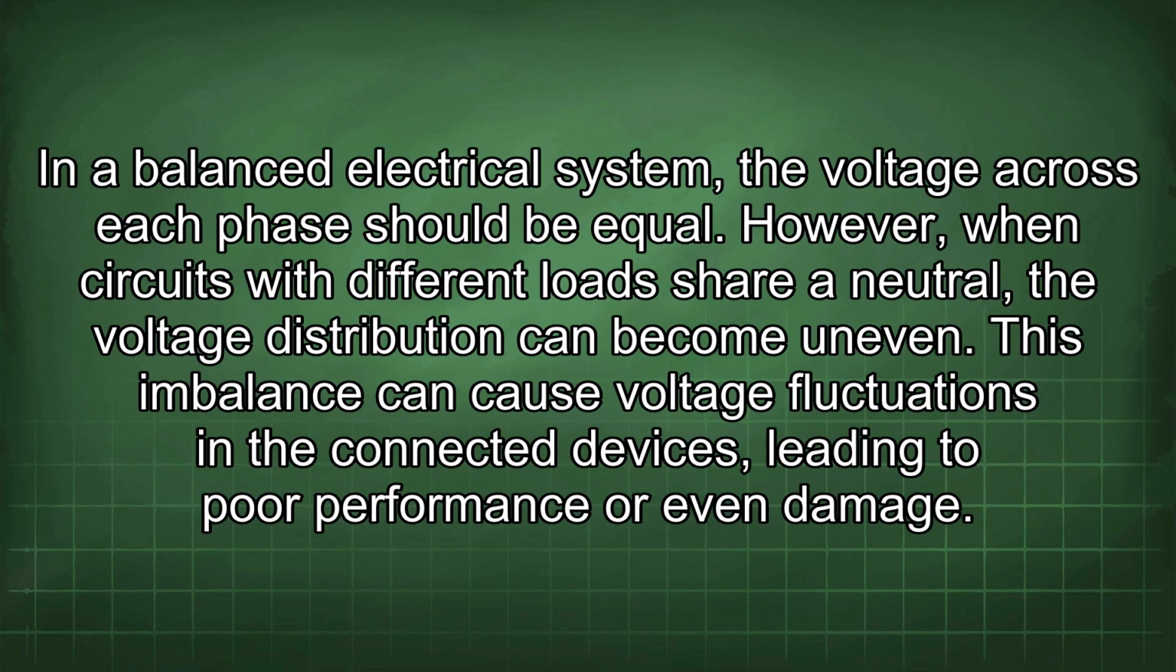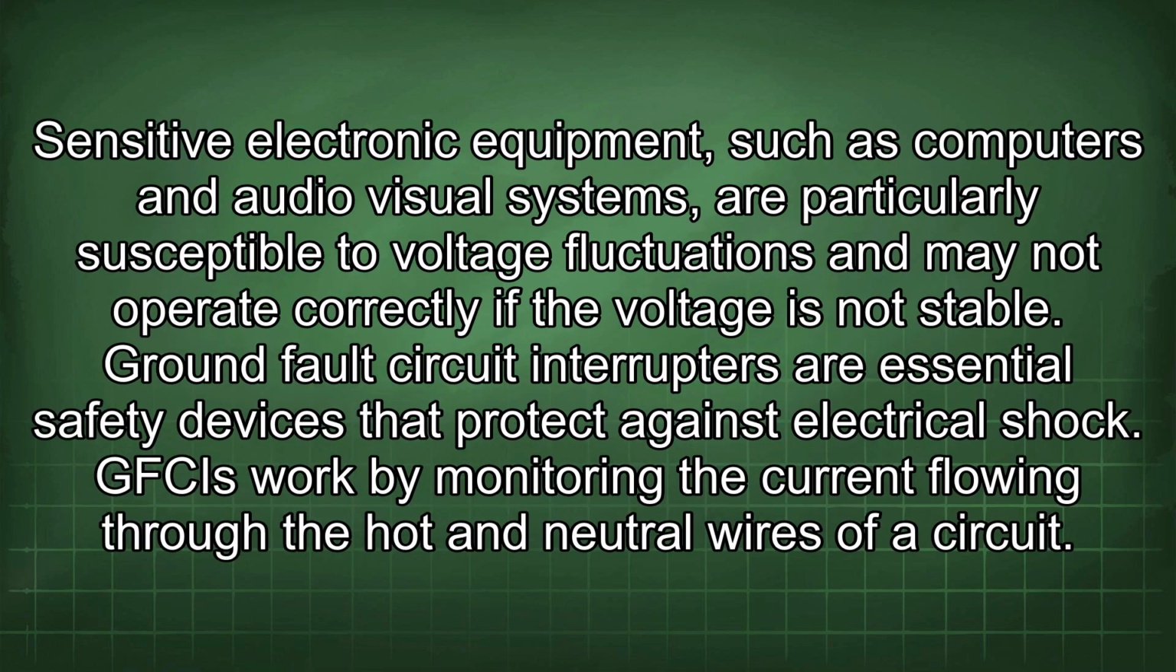Voltage imbalance is another issue that can occur when circuits share a neutral wire. In a balanced electrical system, the voltage across each phase should be equal. However, when circuits with different loads share a neutral, the voltage distribution can become uneven. This imbalance can cause voltage fluctuations in the connected devices, leading to poor performance or even damage. Sensitive electronic equipment, such as computers and audiovisual systems, are particularly susceptible to voltage fluctuations and may not operate correctly if the voltage is not stable.